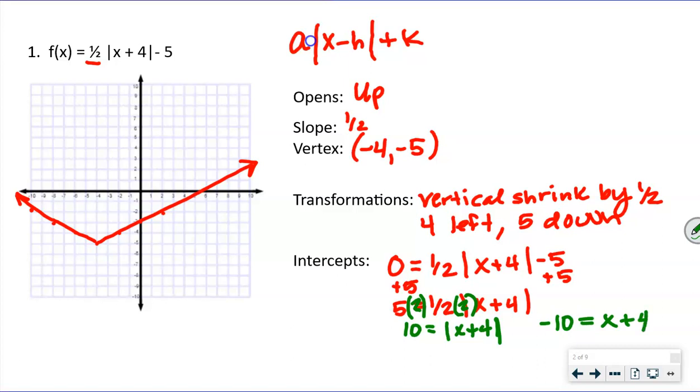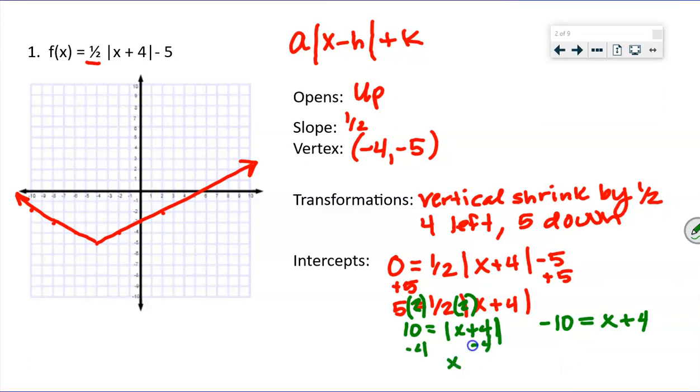So let me move this up here, so it's out of the way. So when I subtract 4 from both sides here, my x is going to be equal to 6. So this point is going to be 6, 0. So that's one of my intercepts. And then we're going to subtract 4 from here too. So this is going to be -14. That's x. So this is going to be -14, 0. Now we have another intercept that we need to solve for.